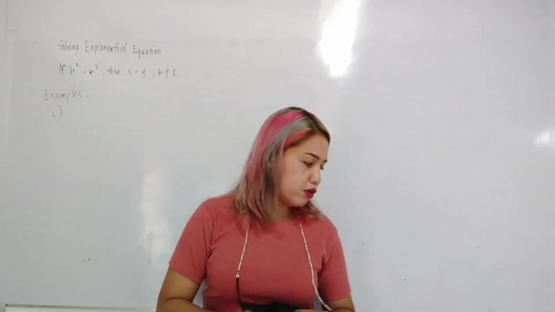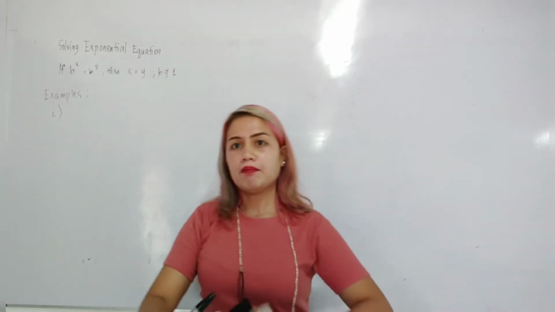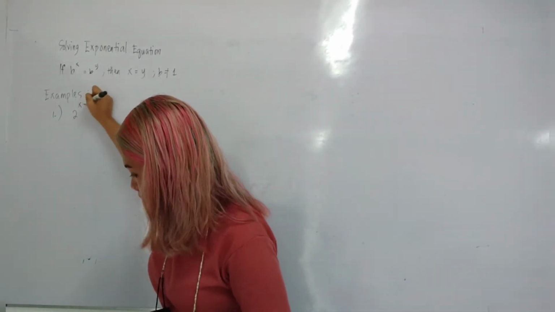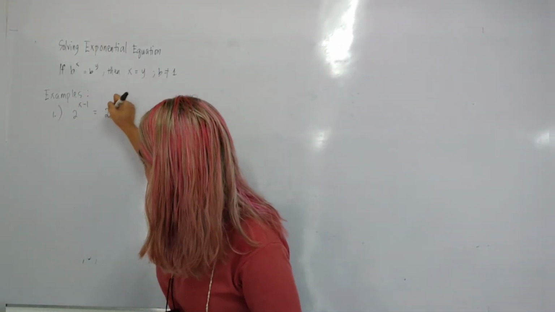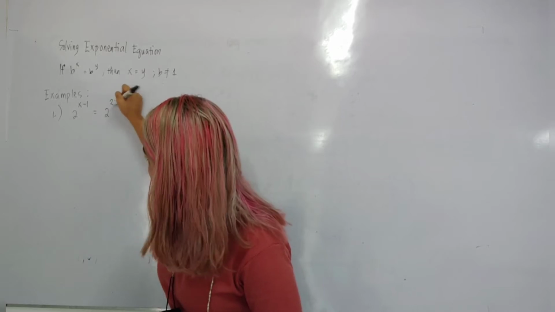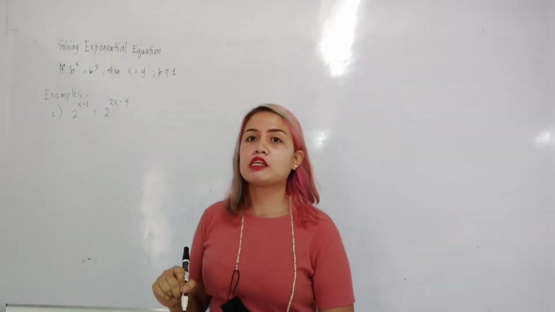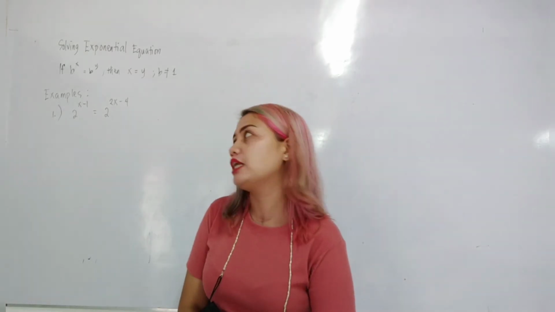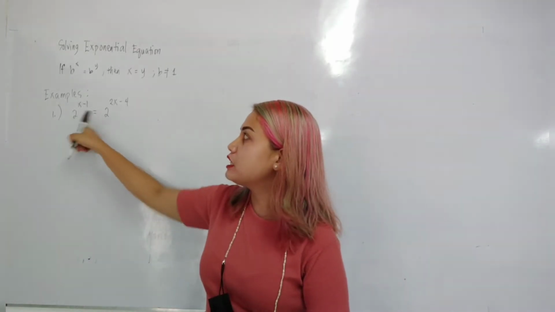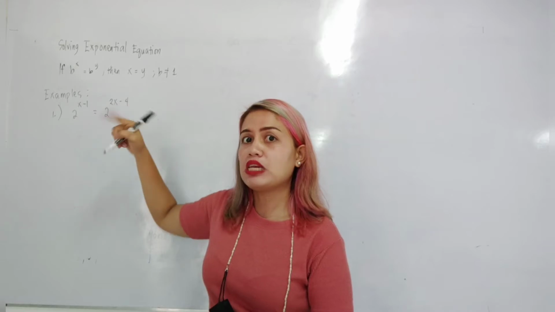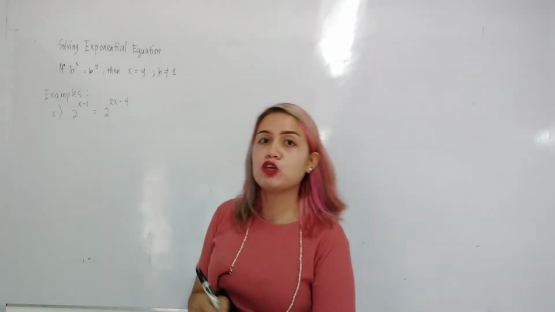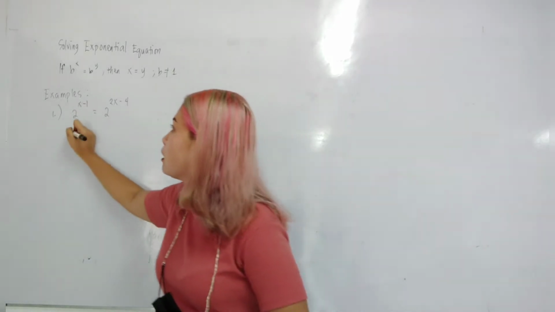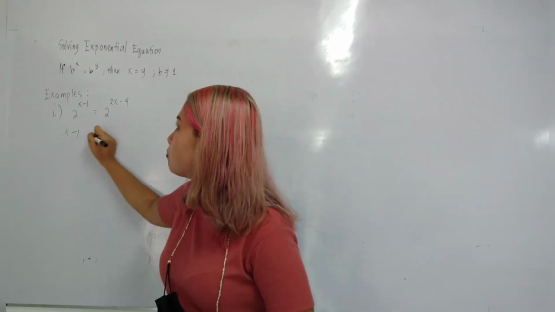How about if you're given the exponential equation 2 to the power of x minus 1 is equal to 2x minus 4. So what is the base in our given exponential equation? Yes, it's 2. And since both sides already have the same base, then by using the one-to-one property, we can omit the base, then copy our exponent.